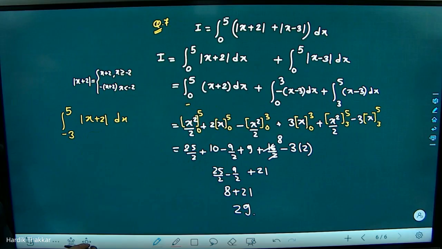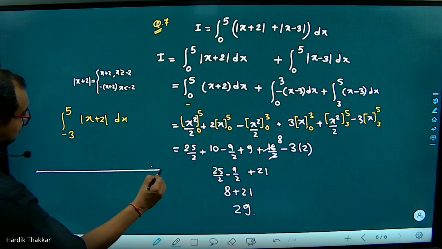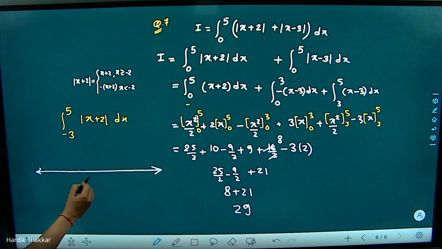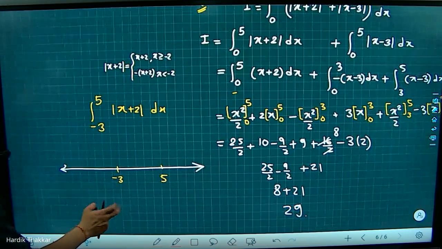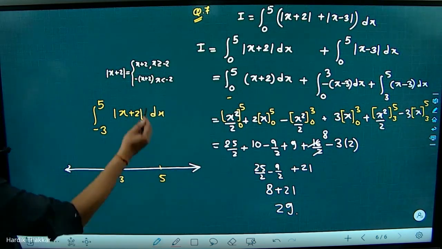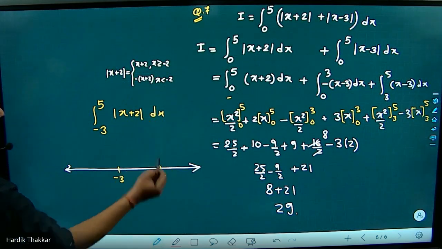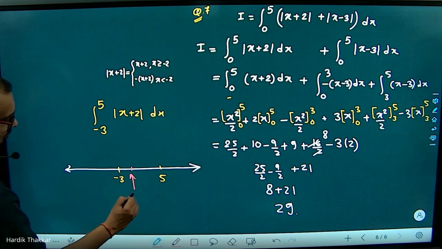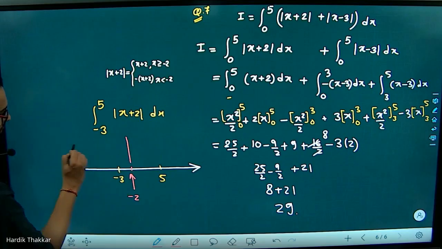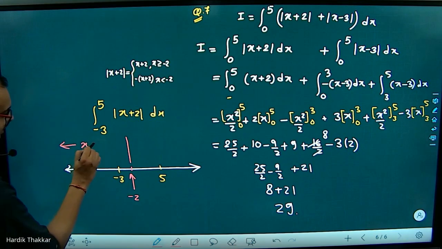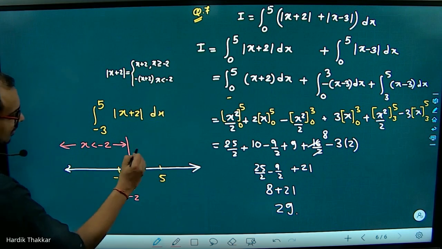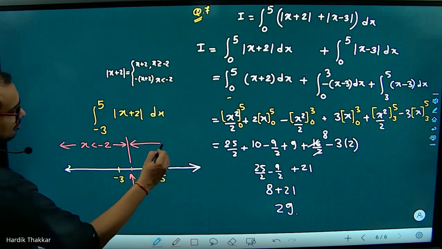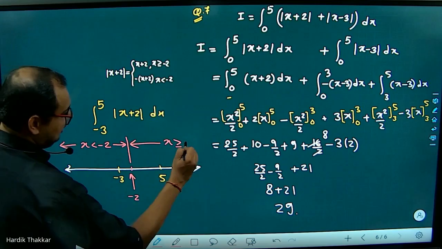Yes, sir. So first let me explain you this with number line, okay? So here the limit is from minus 3 to plus 5, correct? Yes, sir. Okay, and the function is changing its value from minus 2. So minus 2, this point will lie over here, okay? Minus 2 will be here, okay? Yes, sir. So before minus 2, it means x is less than minus 2, correct? After minus 2 means right hand side of minus 2, it will be greater or equal to minus 2, yes, correct?